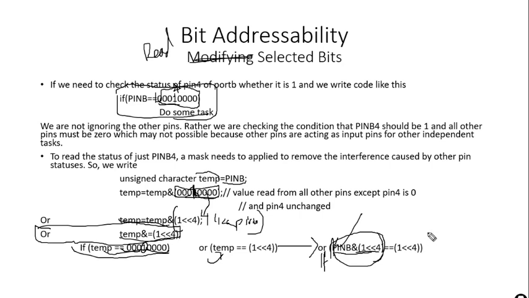Then you can also make it even shorter by just writing: if PINB AND 1 left shifted 4.